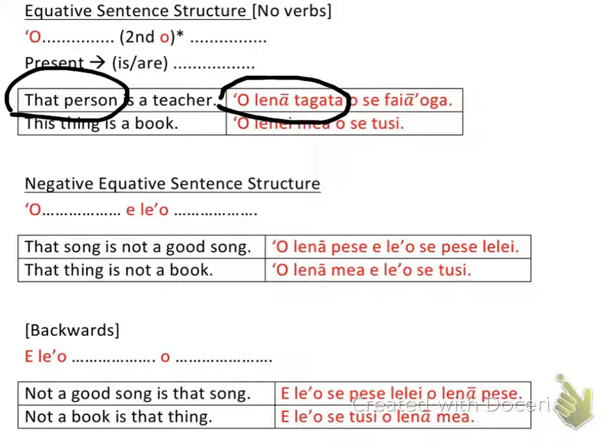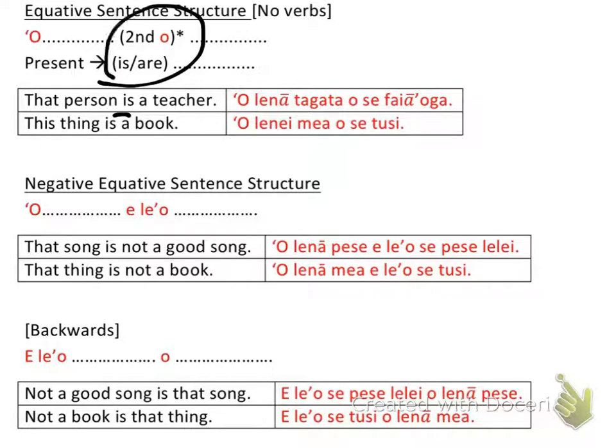'O lena tangata', and then I have an is, and so I need to use my second o to say is. Okay, so this second o is an is or an are, or an equal sign if you want. So I use a second o, and then I state whatever that person is. And so that person is a teacher. Okay, so hopefully this is kind of making sense.